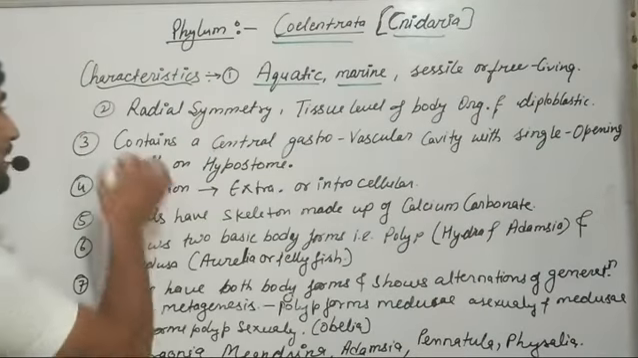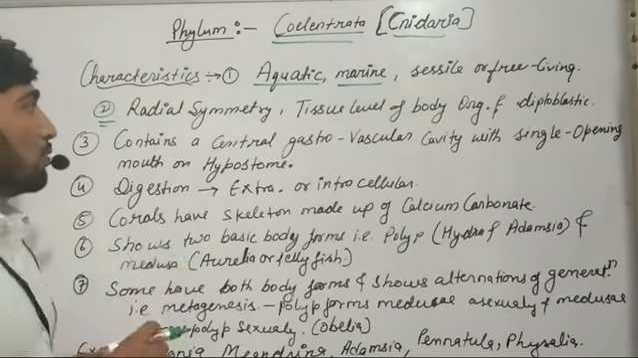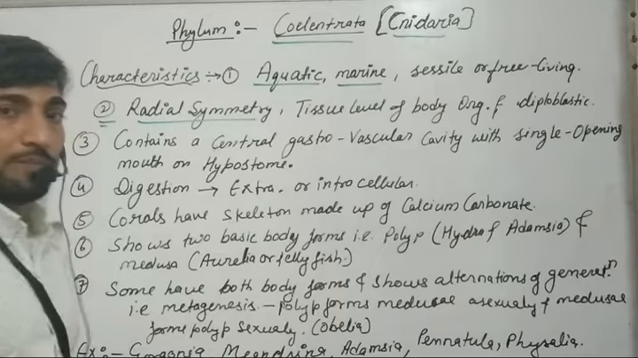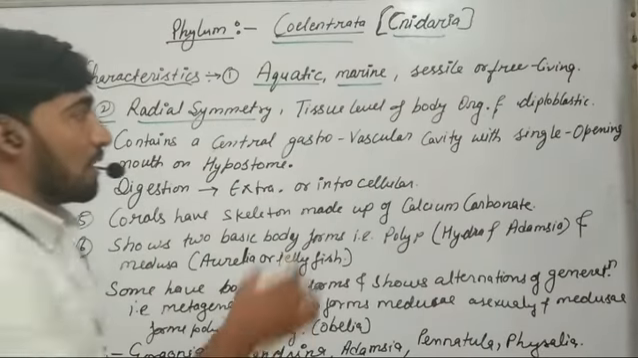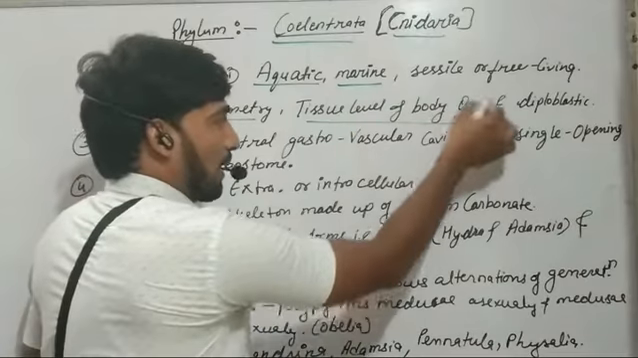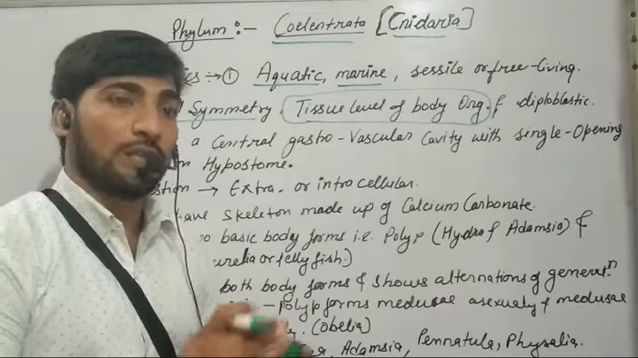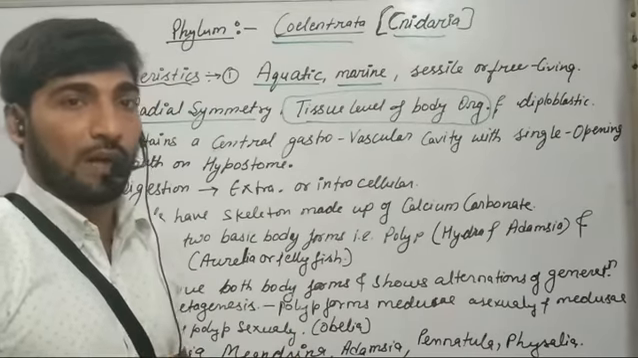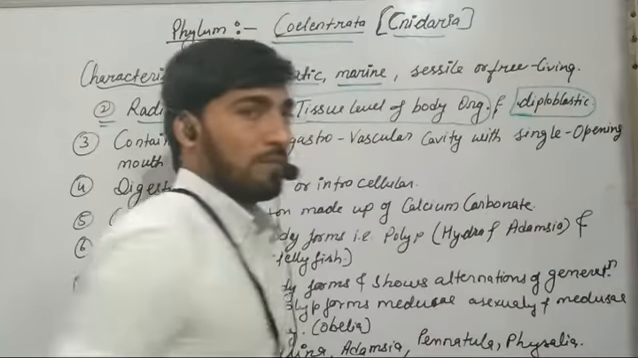Further, the second characteristic of these cnidarians is that they show radial symmetry. We have already discussed this radial symmetry, and they have tissue level of body organization. That means their body organization is of tissue level, and they are diploblastic. That means their embryo has two layers.